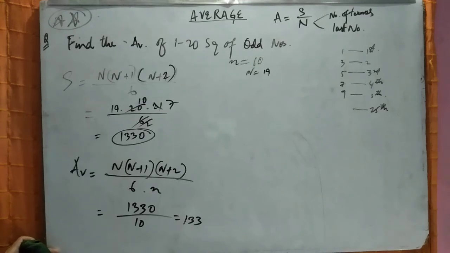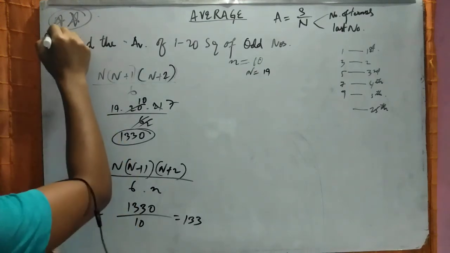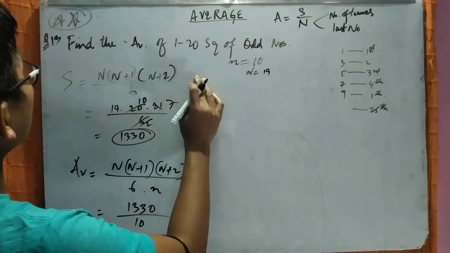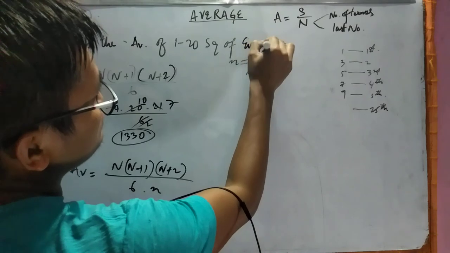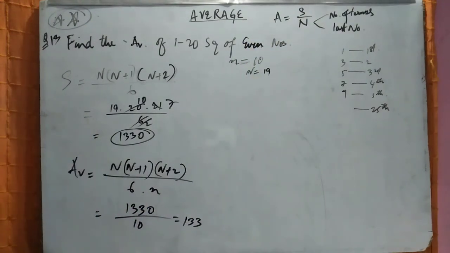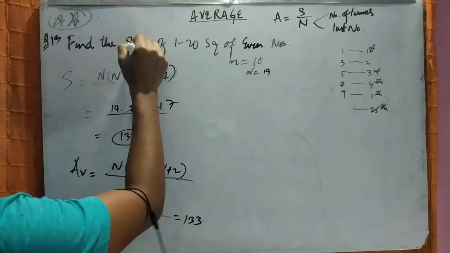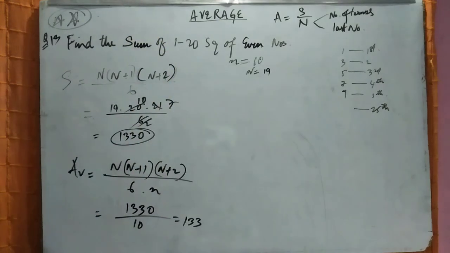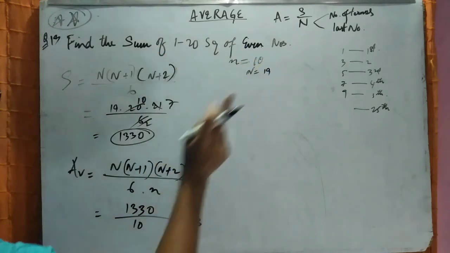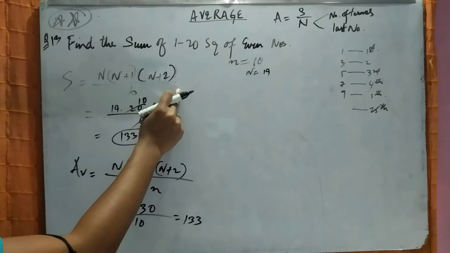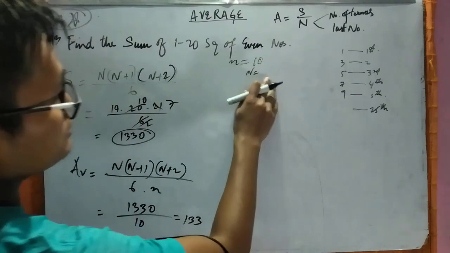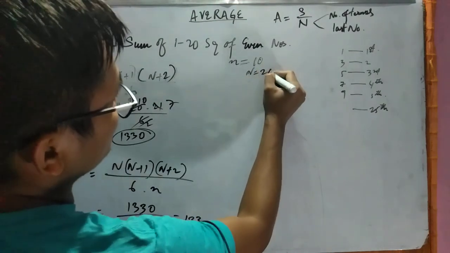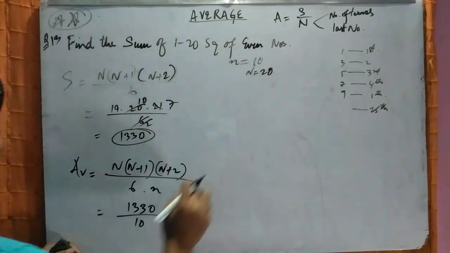Find the sum of the squares of even numbers. Use the formula: number of terms and last number. The last number is 20 and the number of terms is 10.